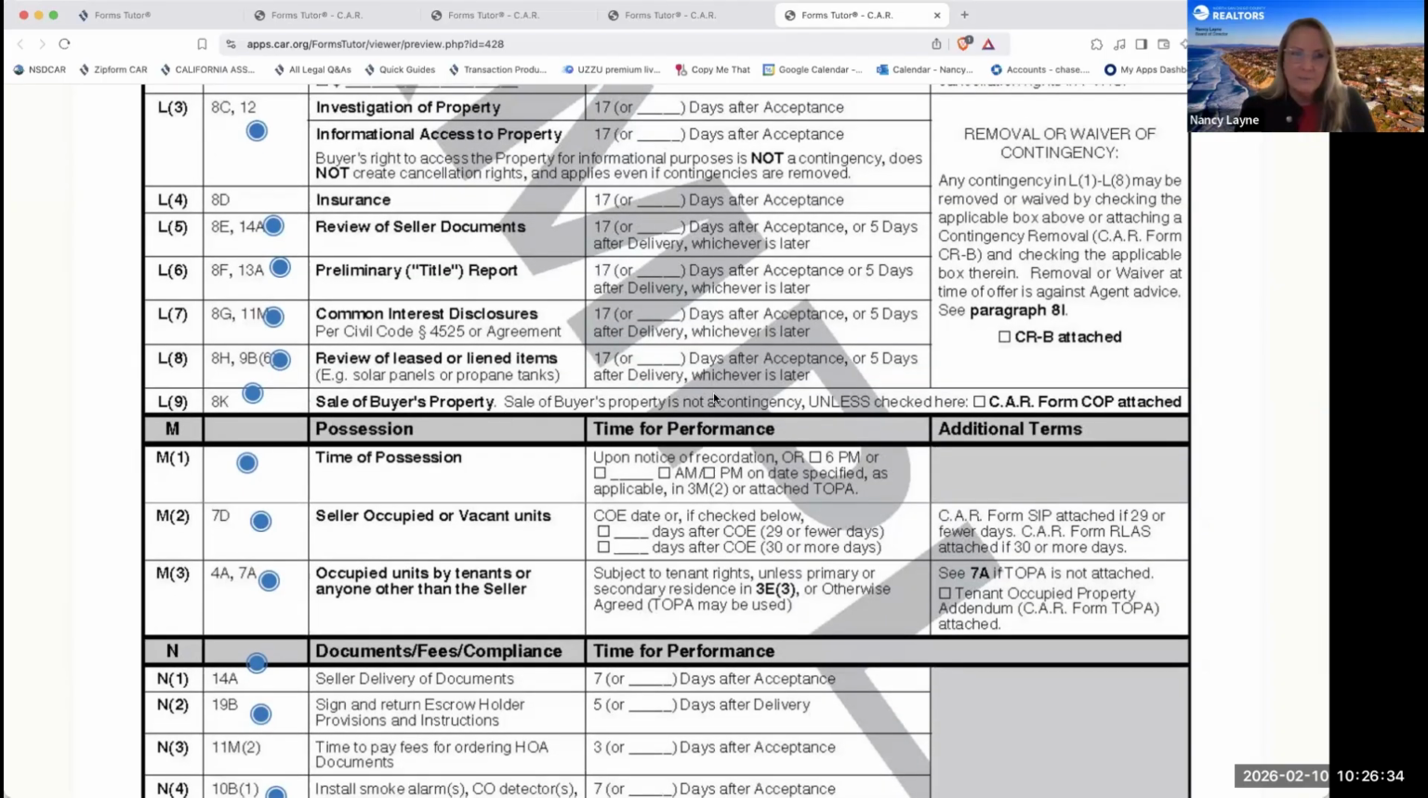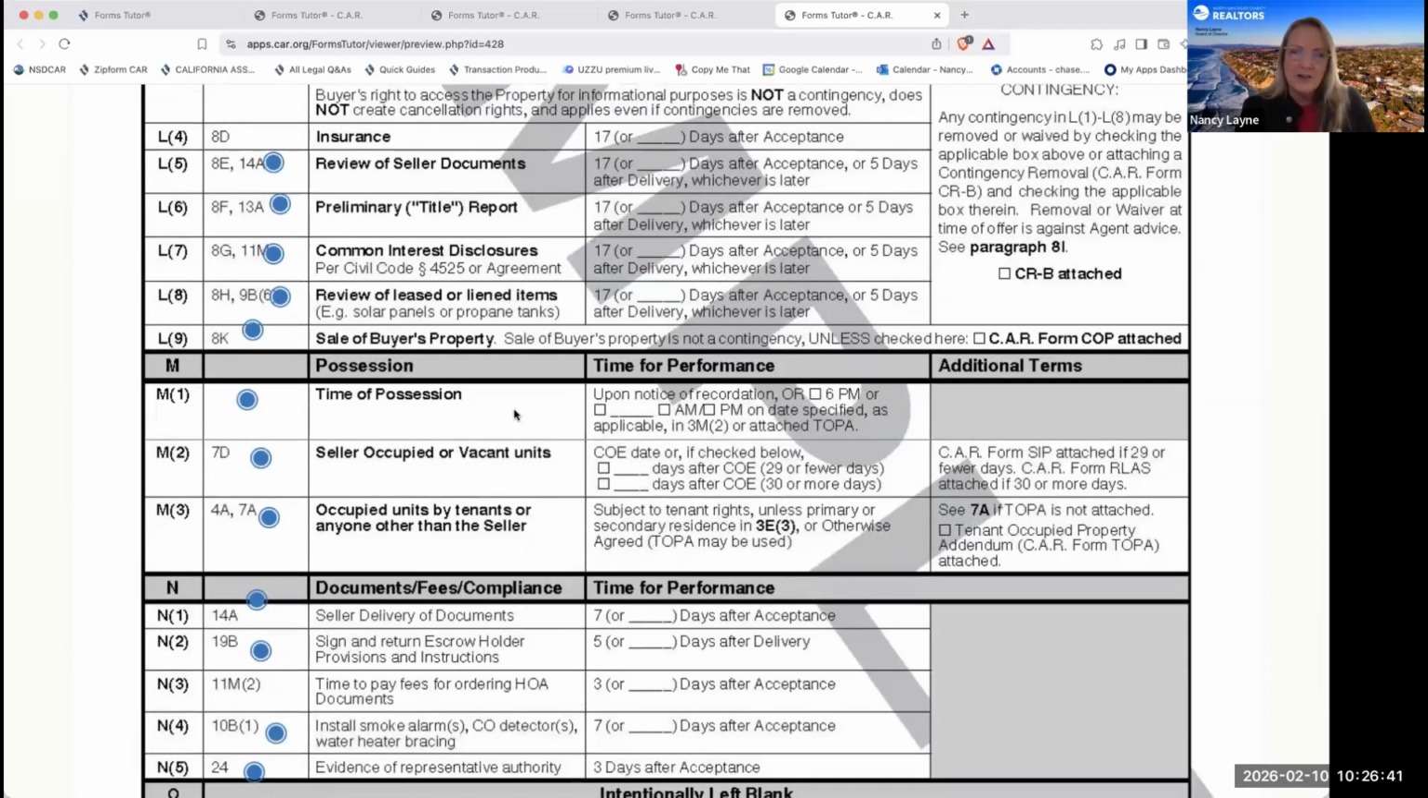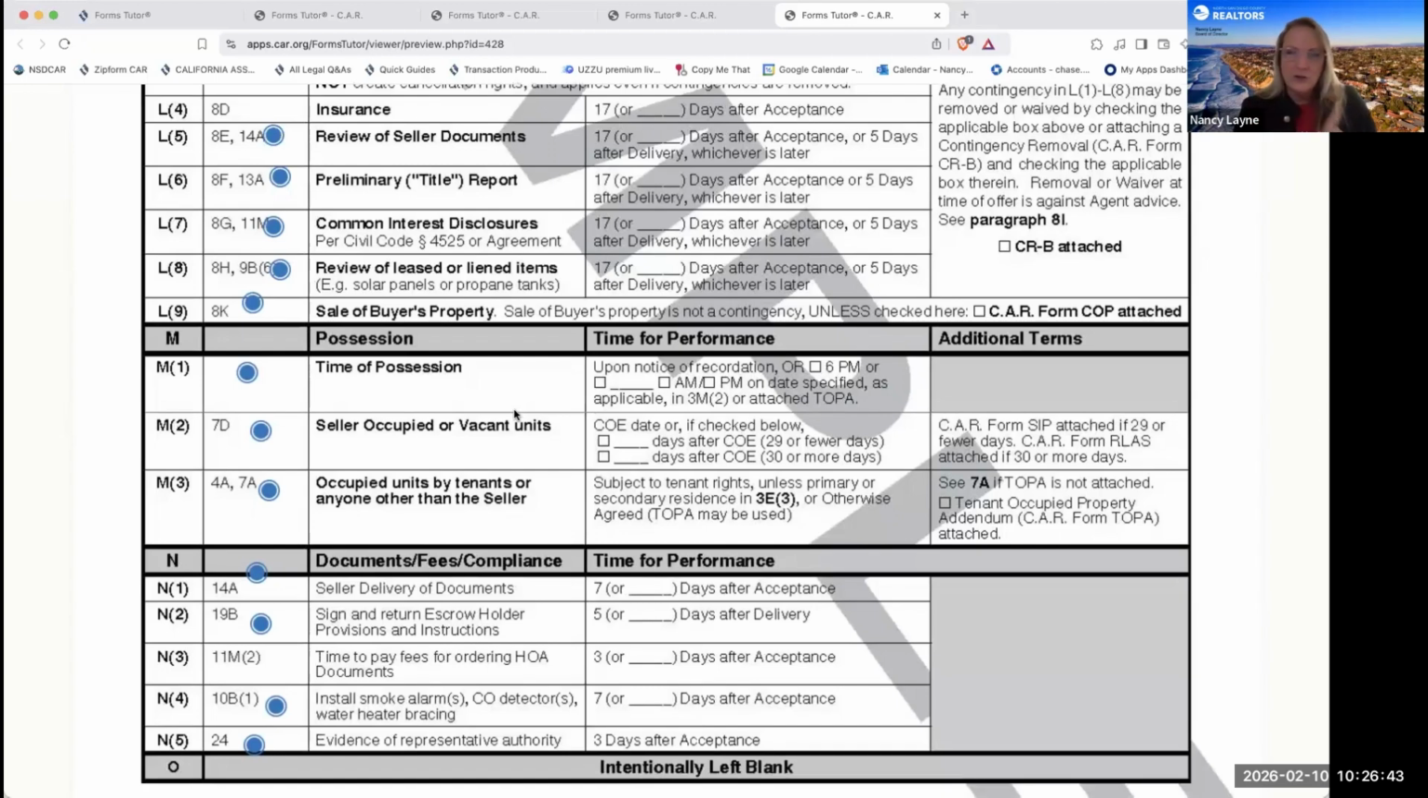Time of possession, sale of buyer's property. Again, this is one we're familiar with. COP is not changed really. Time of possession has changed a little bit. It tweaked to upon notice of recordation or 6 p.m., or you can put a time. So a lot of people just leave it blank and say, okay, upon notice of recordation.